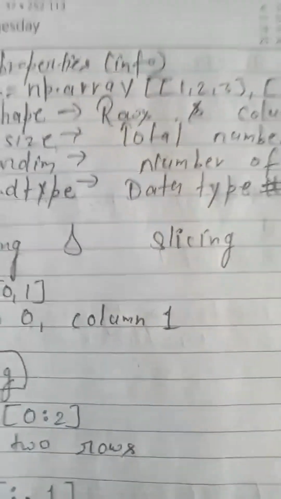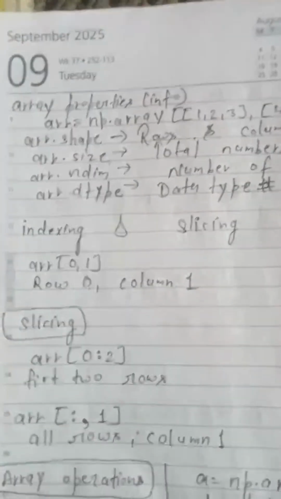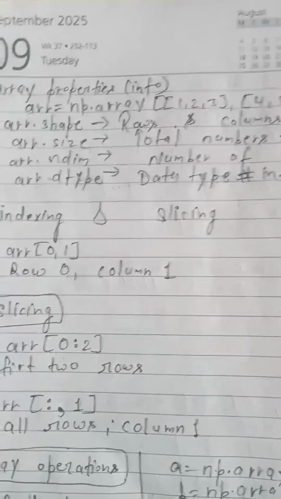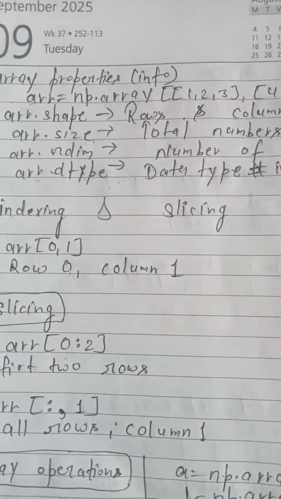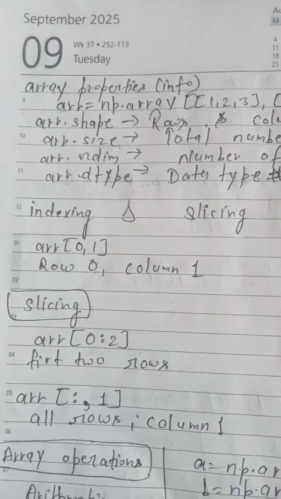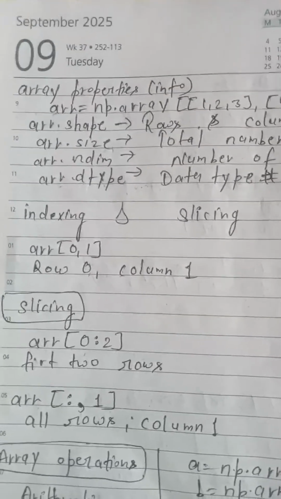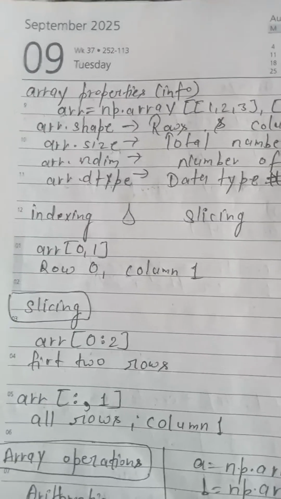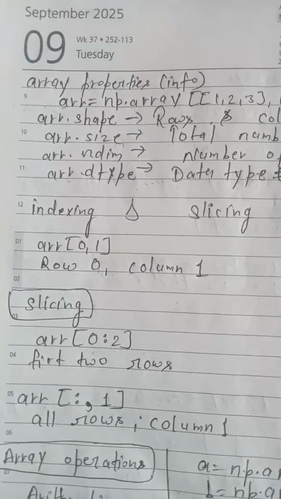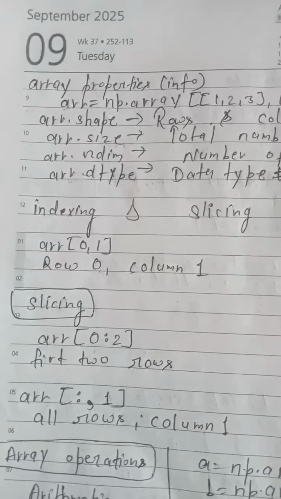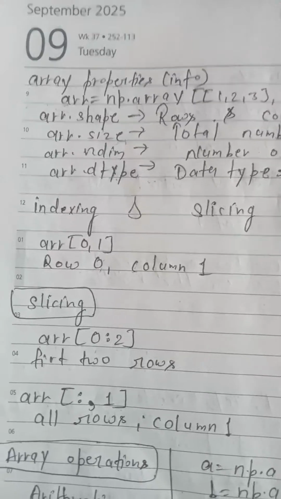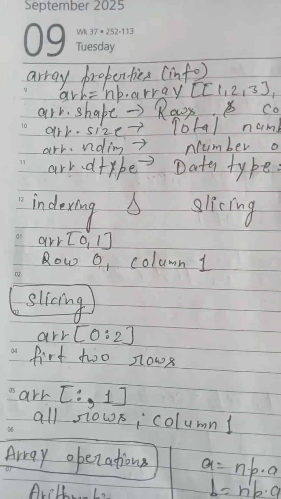Array properties info. So with np.array, if you want the shape of the array, we can easily find it. We have 2 rows and 3 columns. So with the help of the shape function we can easily understand. Then we have array.size, total number 6. Now array number of dimensions is 2. Array data type is int.